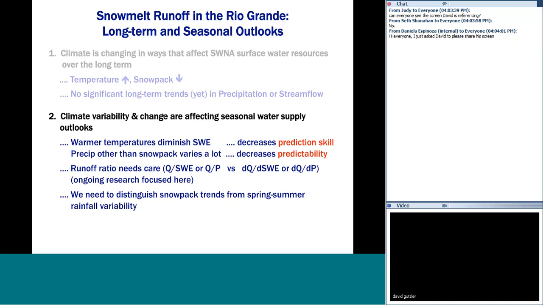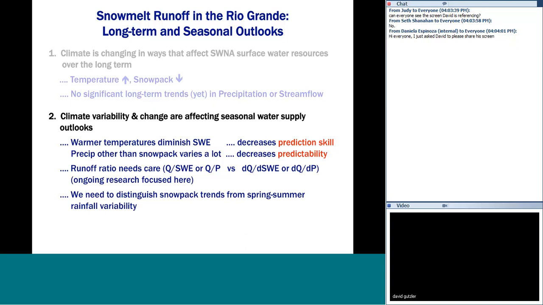So what we see in the data is that warmer temperatures have diminished the snowpack, and precipitation other than snowpack has varied a lot, which has decreased both prediction skill and predictability. I make a distinction between those two terms, but you can ask me about the distinction later.